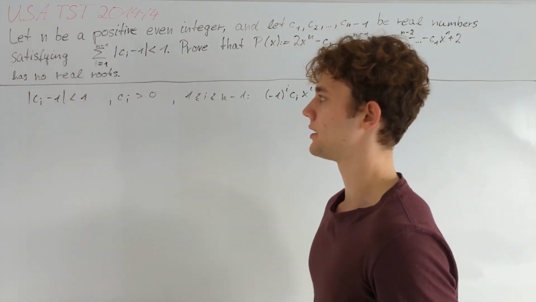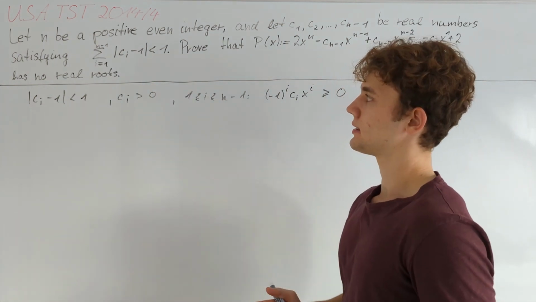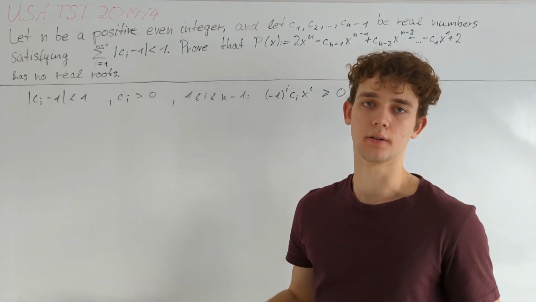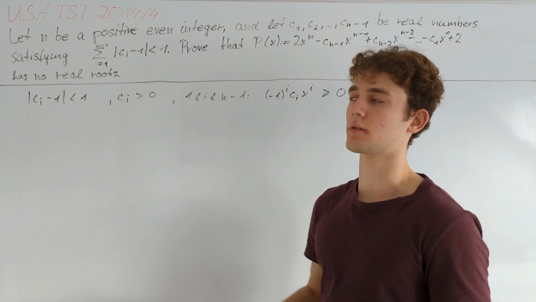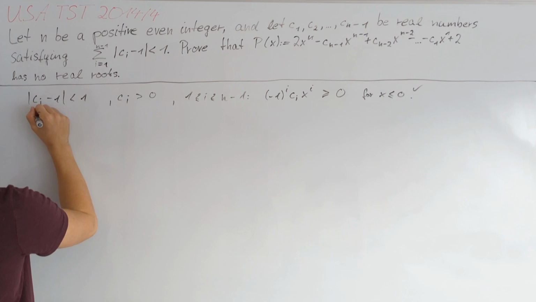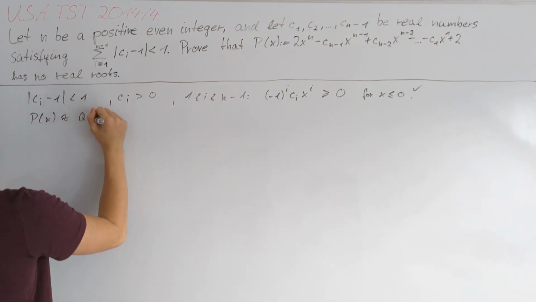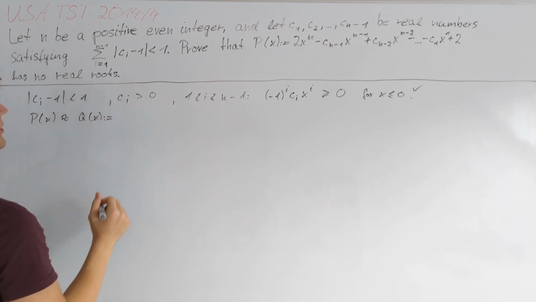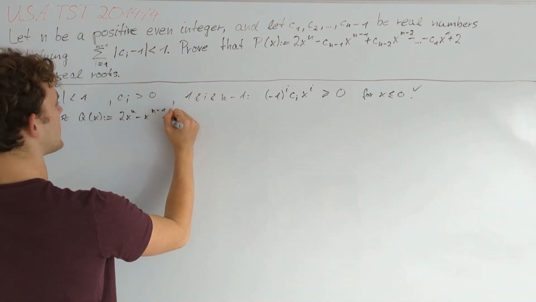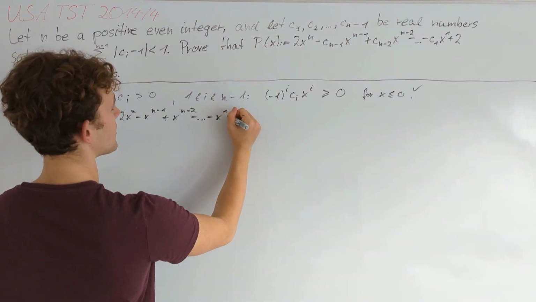Now we have already used our given condition once. If we take a look at what it tells us, it is that all of the c_i are really quite close to the value 1, or rather that they can't all be far away from 1. Therefore, our polynomial p of x is quite similar to the polynomial q of x, which we define to be equal to 2 times x to the n minus x to the n-1 plus x to the n-2 up to minus x to the 1 plus 2.